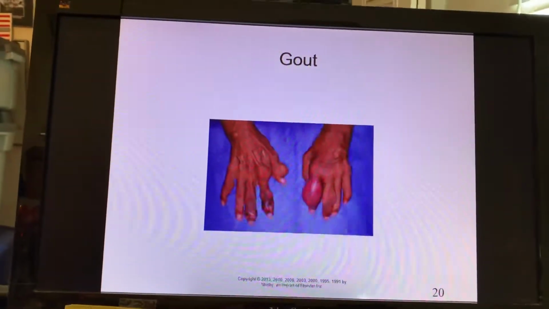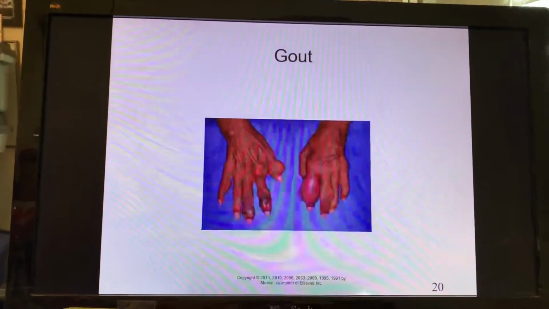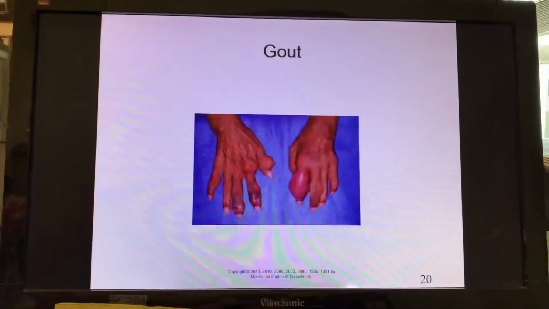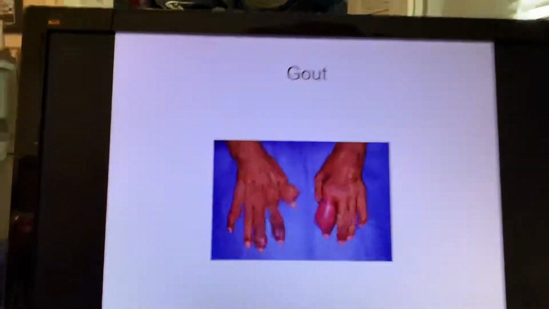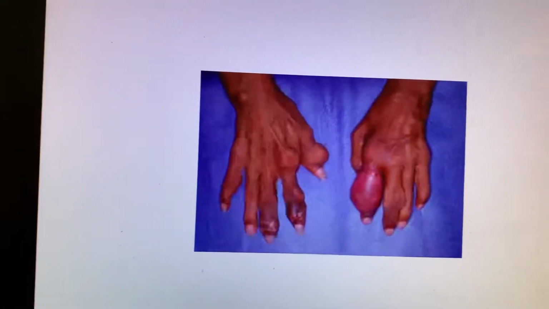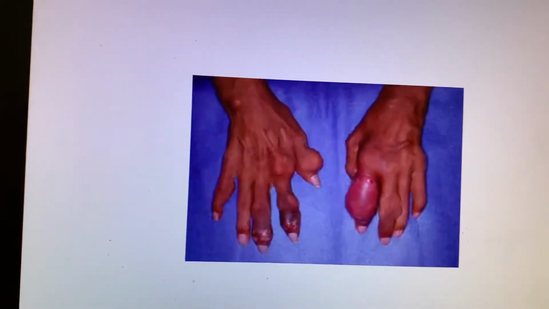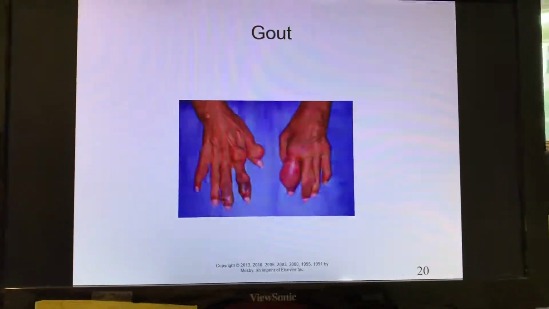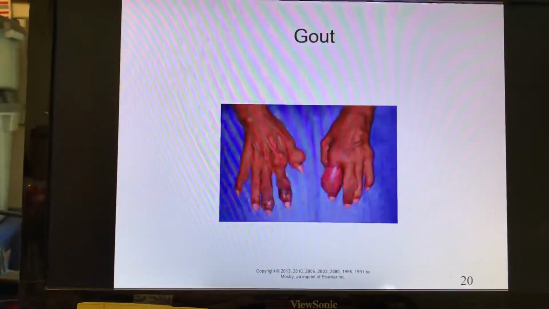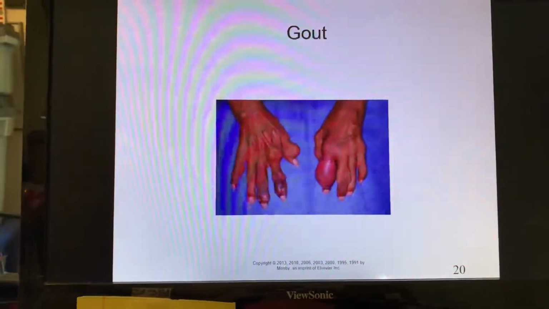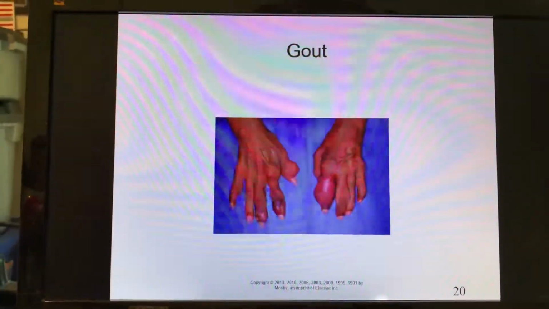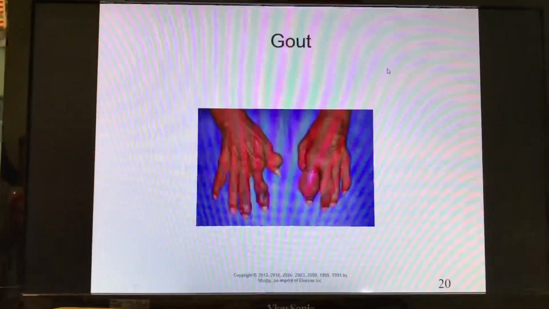You can see it even better when you're looking at your own PowerPoint pictures on your computer, but look at those fingers. Look at that left index finger. Gout is supposed to be exquisitely painful, and you can see why. So let's talk about that. That's the last form of arthritis we're going to talk about.